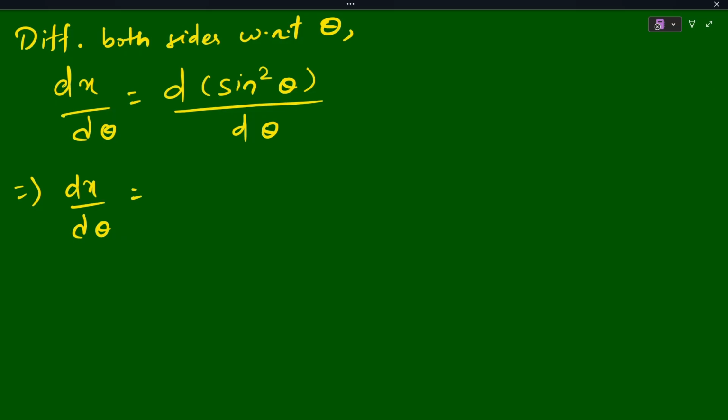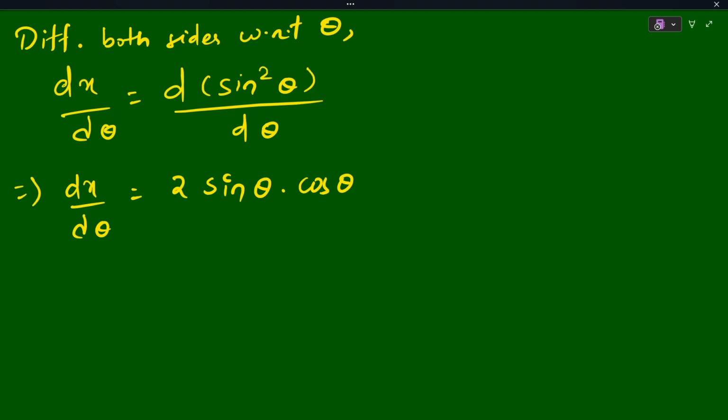Okay, so by using the chain rule, it would be 2 sine theta. First derive this power, which is sine square theta, so the derivative is 2 sine theta. Then again the derivative of sine theta, which is cos theta. If you want to know about this chain rule, I have already uploaded a video on how to find derivatives. You may go to that video and check this one.